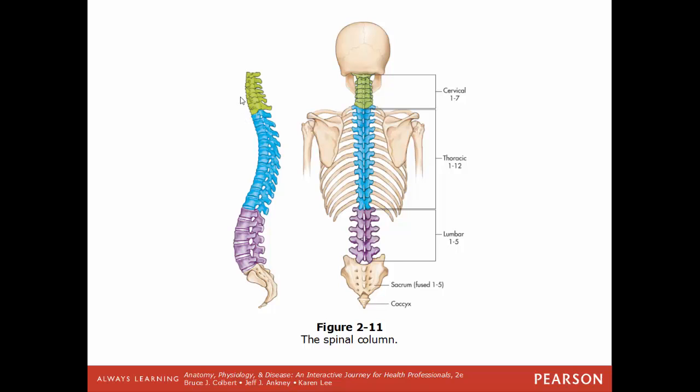Cervical is always a reference to the neck. The next set of vertebrae, the next 12, are thoracic, because they go along with the thoracic cavity. Lumbar, the ones in this purple color. The next 5 are the lumbar vertebrae. These are the lower back vertebrae.